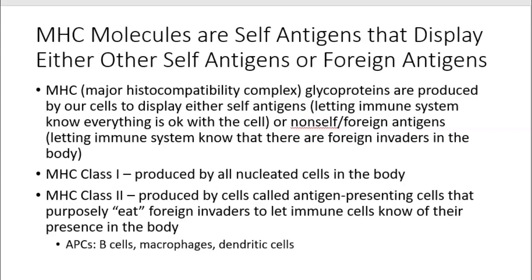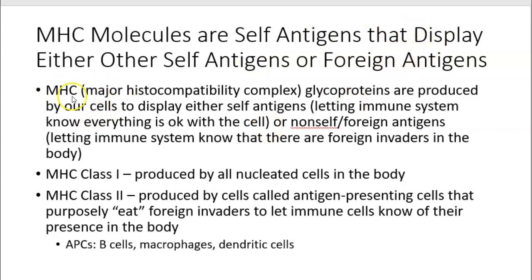Okay, there's a lot of information on this slide regarding MHC molecules, but let's talk a little bit about those and their importance for the immune system. MHC molecules are considered self-antigens, and they actually have the ability to display other proteins on their surface. So it's like a double protein antigen structure. MHC proteins have a groove in their structure, and that groove can hold either a self-antigen or a foreign antigen.